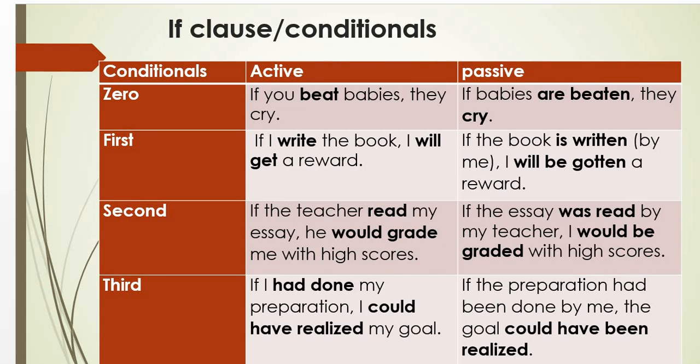Type 2 conditional sentence. If the teacher read my essay, if the essay was read by my teacher, in the main clause, he would grade me with high scores. He would be graded with high scores. Type 3. If I had done my preparation, if the preparation had been done by me, I could have realized my goal. The goal could have been realized. Here I took one example from each, and once you have got the idea, you can practice other if clauses to change into passive.